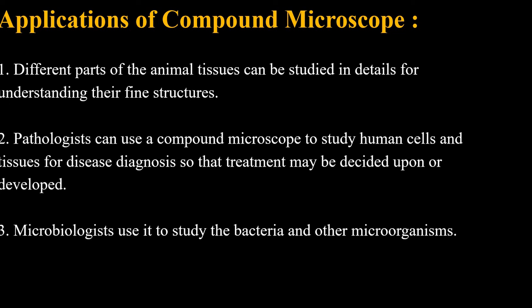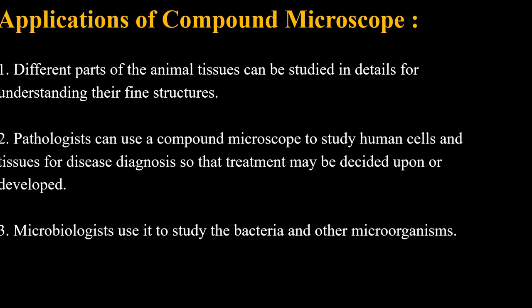Now, regarding the next point, that is applications of the compound microscope. First application, different parts of the animal tissues can be studied in detail for understanding their fine structures. Pathologists can use the compound microscope to study human cells and tissues for disease diagnosis so that treatment may be decided upon and therapy is given to the patient.